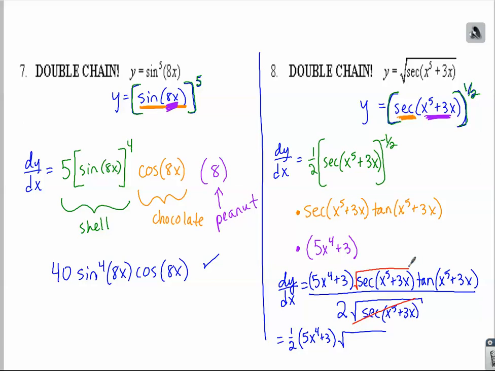And the 1/2 exponent, it became 1/2 because this was to the first, this was 1/2. 1 minus 1/2 becomes 1/2 in the top. So that's where I'm getting my secant of x to the 5th plus 3x. This one, tangent x to the 5th plus 3x.